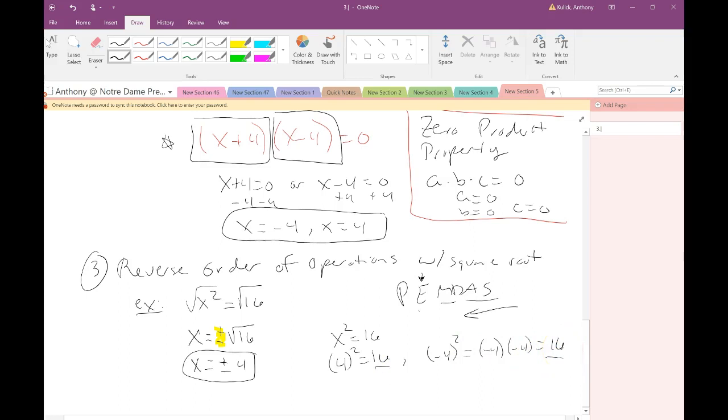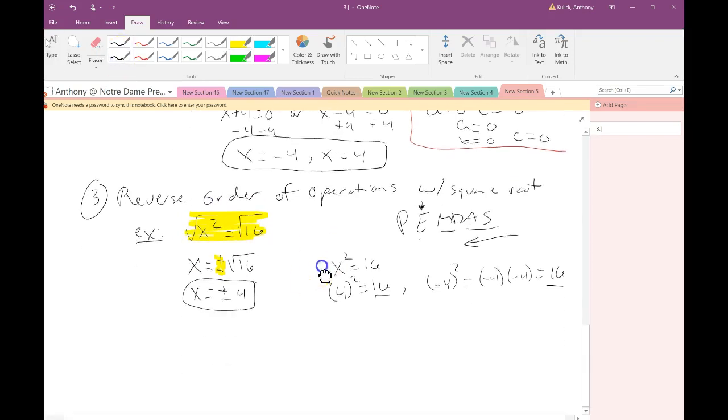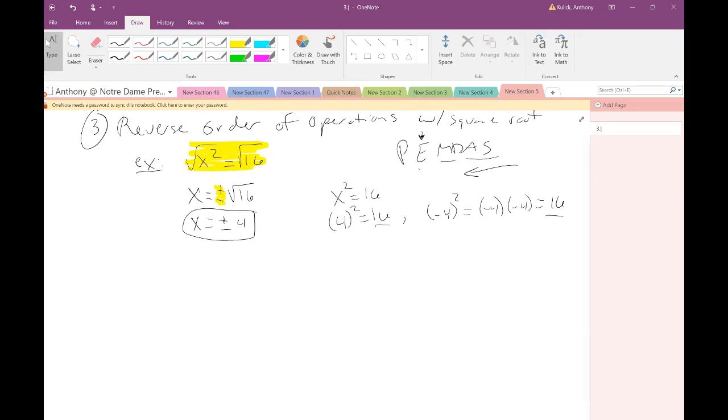So whenever you take the square root of both sides of an equation, like we did up here, you get a plus or minus. So this is the method that we'll focus on for this section. Let's look at an example that's maybe a little bit more complicated.